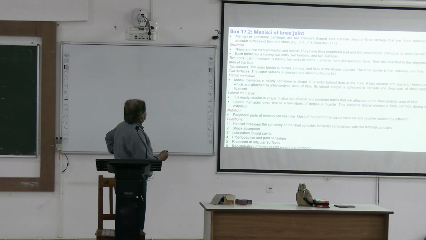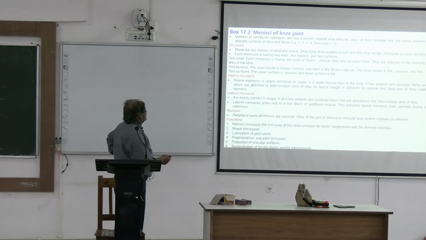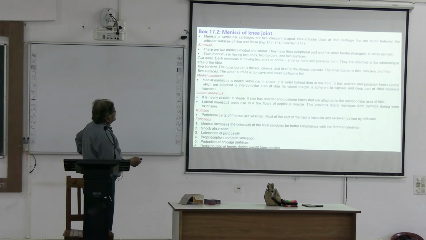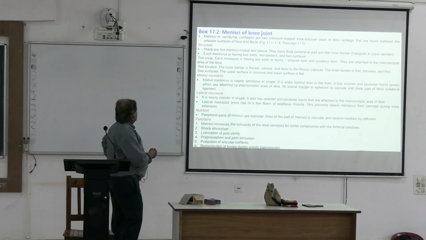the articular surfaces of the tibia and femur. Structure: there are two menisci, medial and lateral. They have a thick peripheral part and a thin inner border. Each meniscus has two ends, two borders, two surfaces. Two ends: anterior horn and posterior horn. They are attached in the intercondylar area of the tibia.